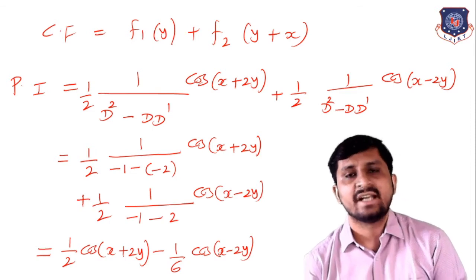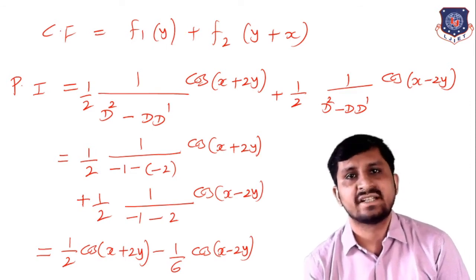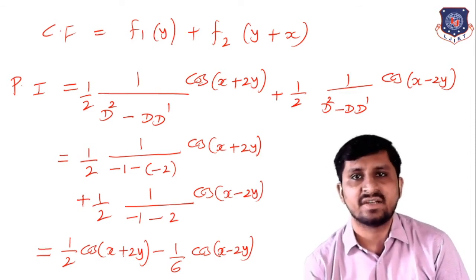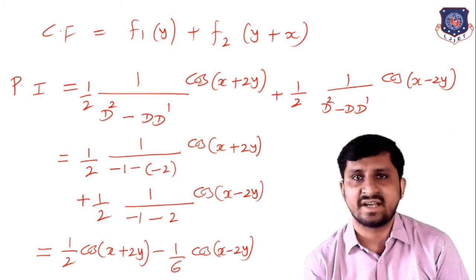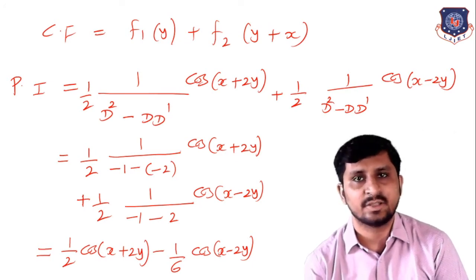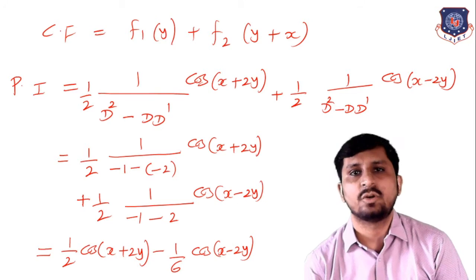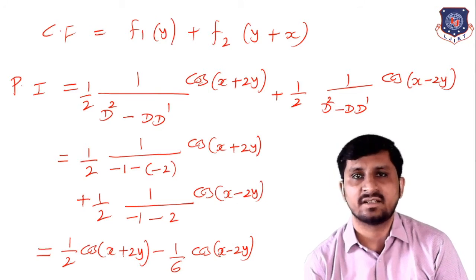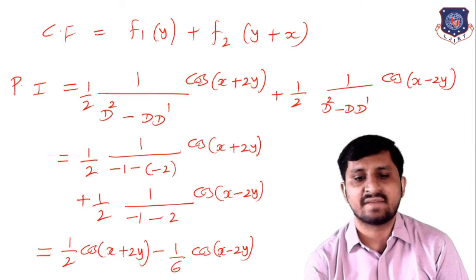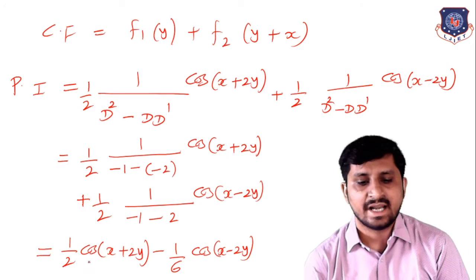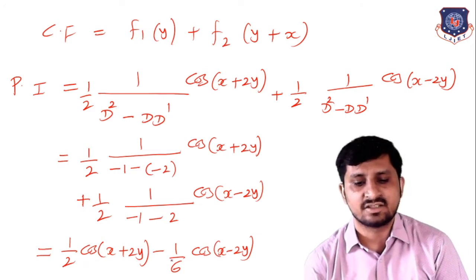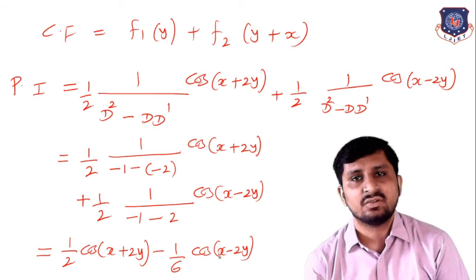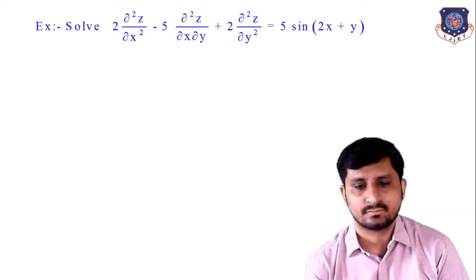As you all know, the general solution is the complementary function plus the particular integral. So write down in each and every example: general solution z is equal to complementary function plus particular integral. In this example, the general solution is f1(y) plus f2(y plus x), which is my complementary function, plus 1 by 2 cos(x plus 2y) minus 1 by 6 cos(x minus 2y). Okay, let's solve one more example.